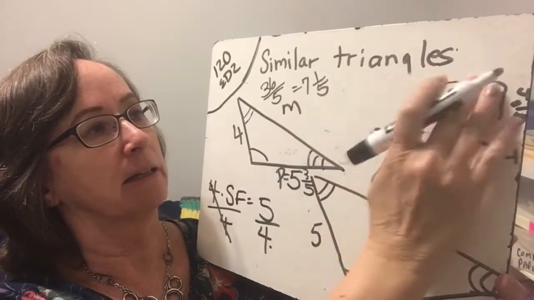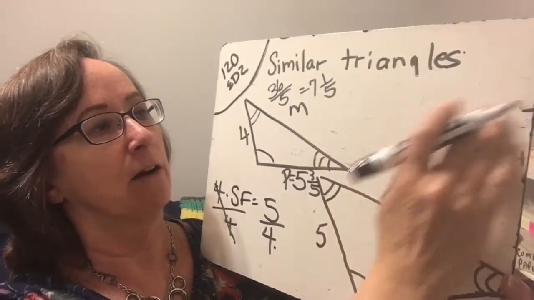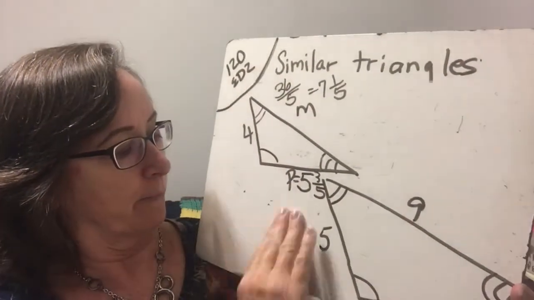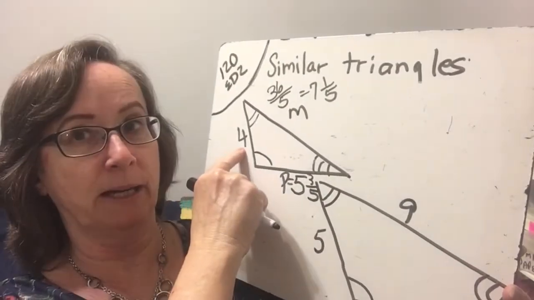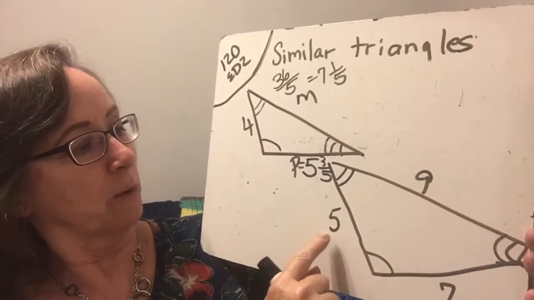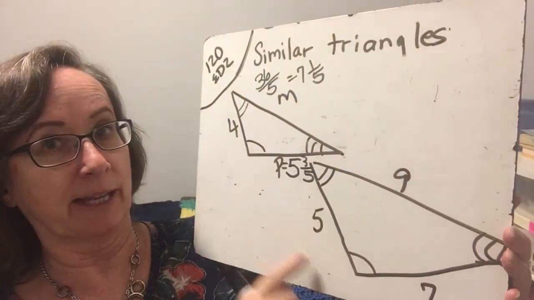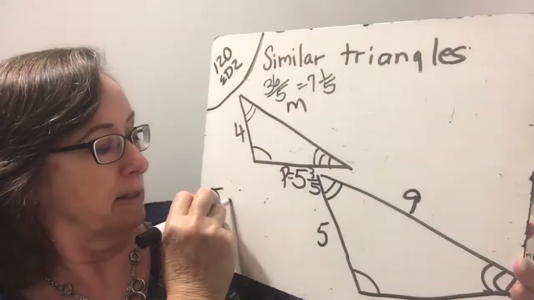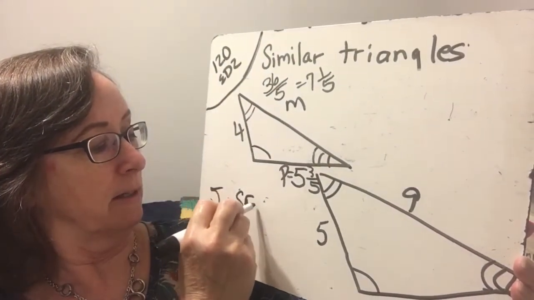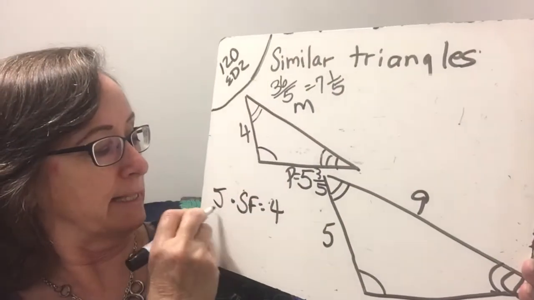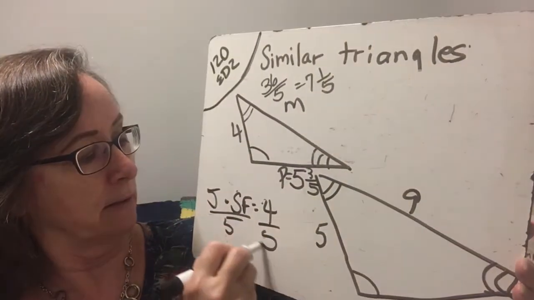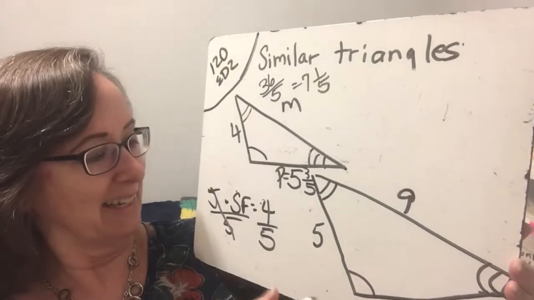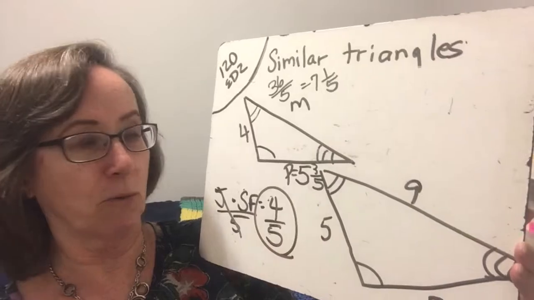So let's try it. We're going to start from here and go here. We're going to start with the one triangle that has everything known. 5 to 4. 5 times scale factor is 4. So we get scale factor by itself, and the scale factor is 4/5 now.